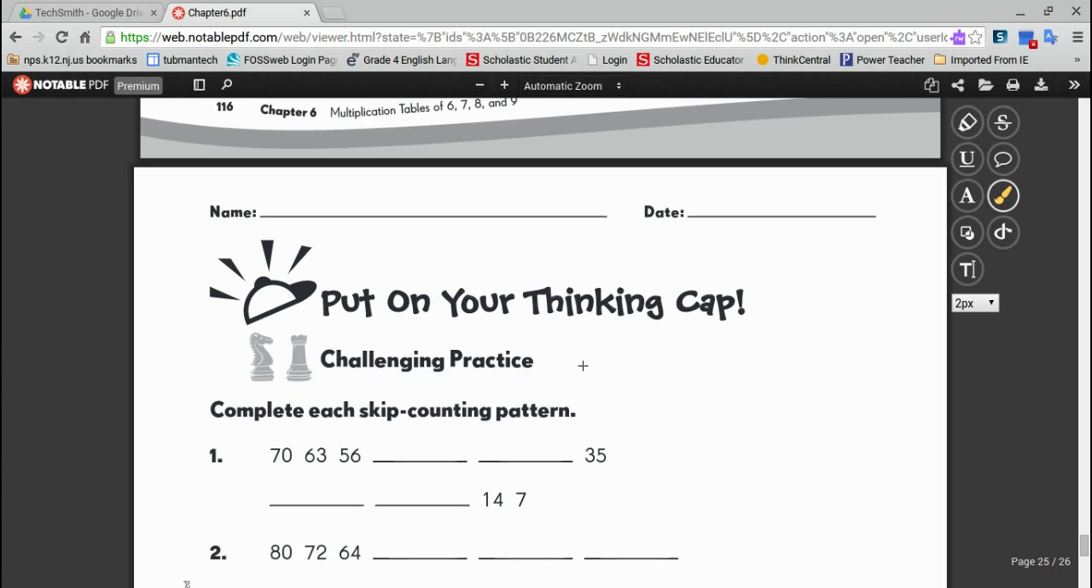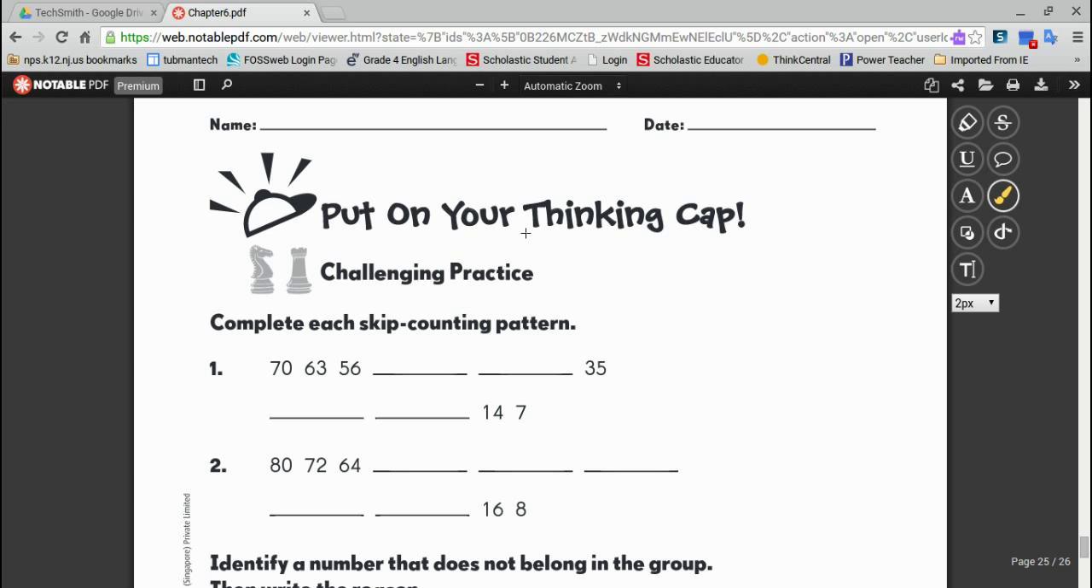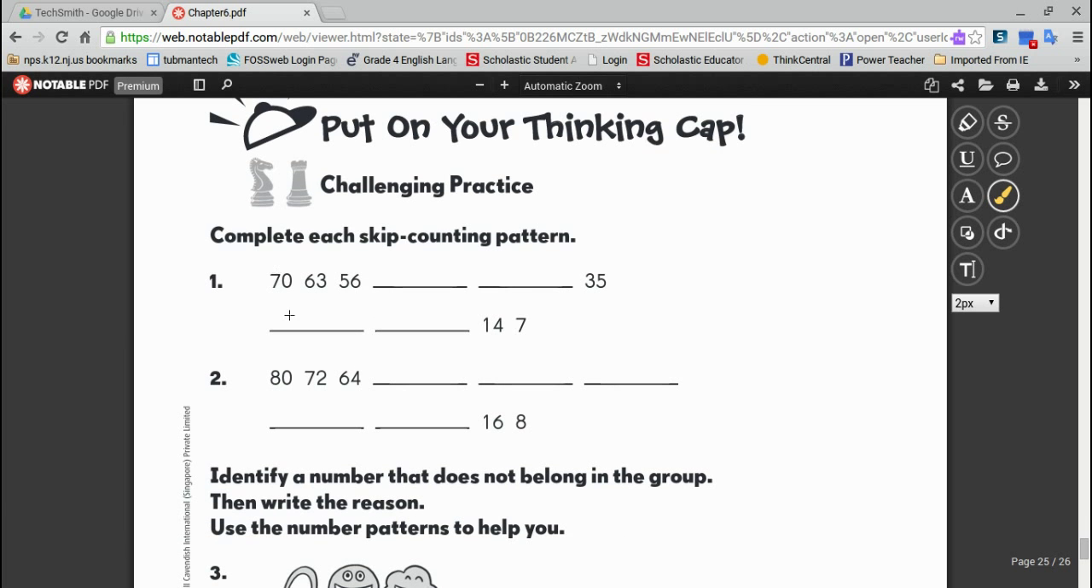This is page 117. Put on your thinking cap. Challenging practice. Complete each skip counting pattern. Alright, so let's look at number one. Number one, we've got 70 going down to 63, counting backwards to 56. So we have to figure out what we are counting by and what we are counting back by.